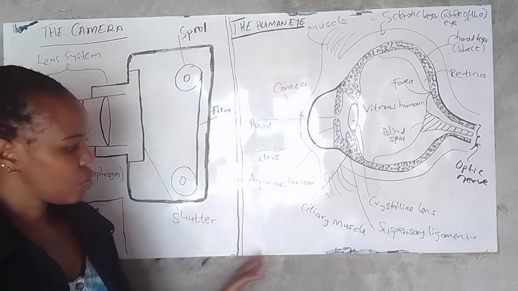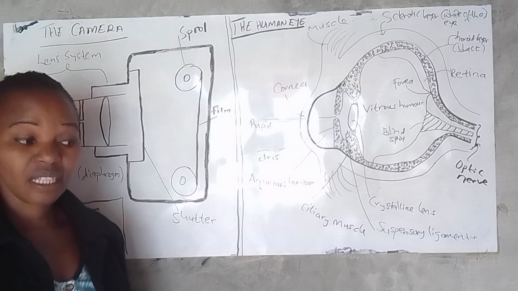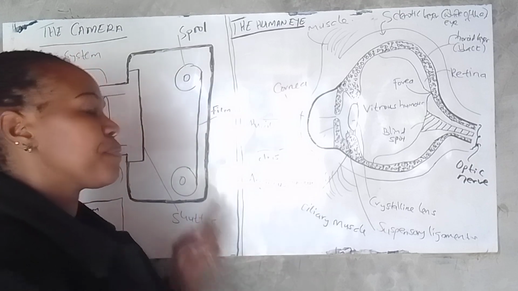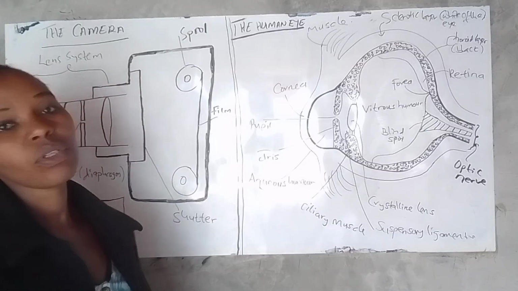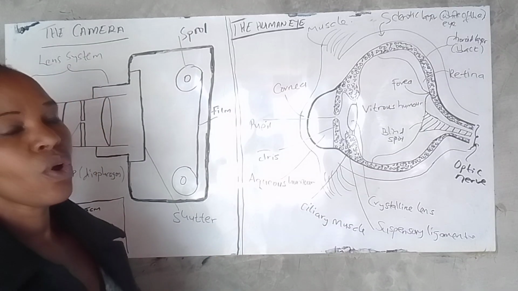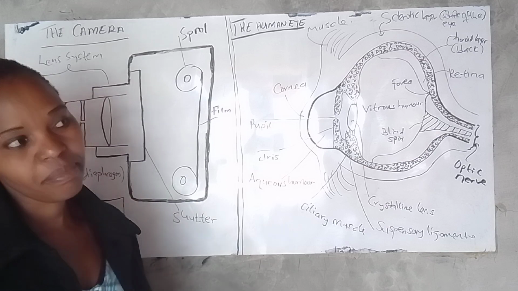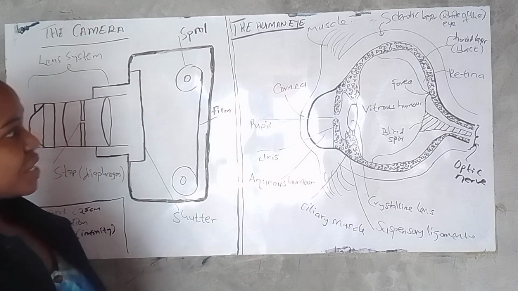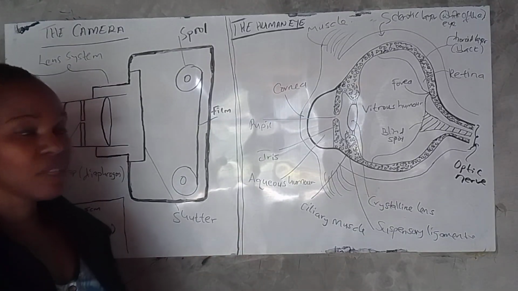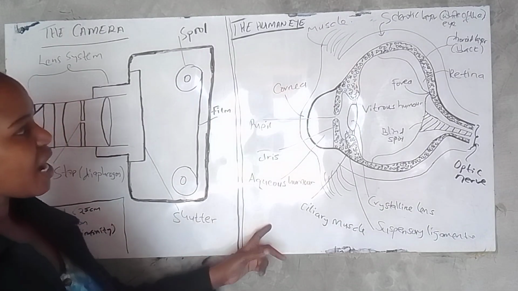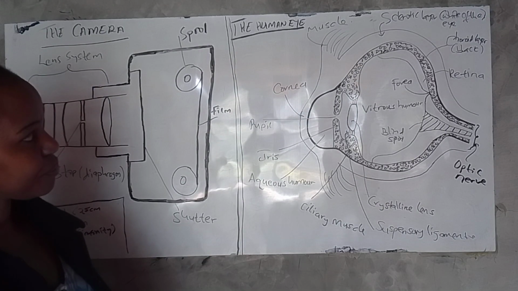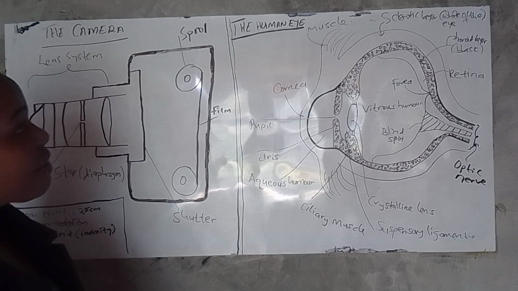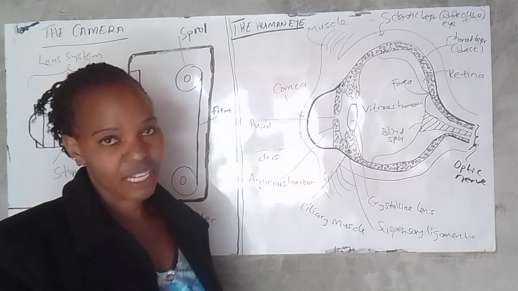Okay, so today in this lesson we are going to look at something else. Remember, we are still moving on with applications of converging lenses, or simply applications of lenses. Today we have two diagrams on the board. We have the human eye and we have the camera.